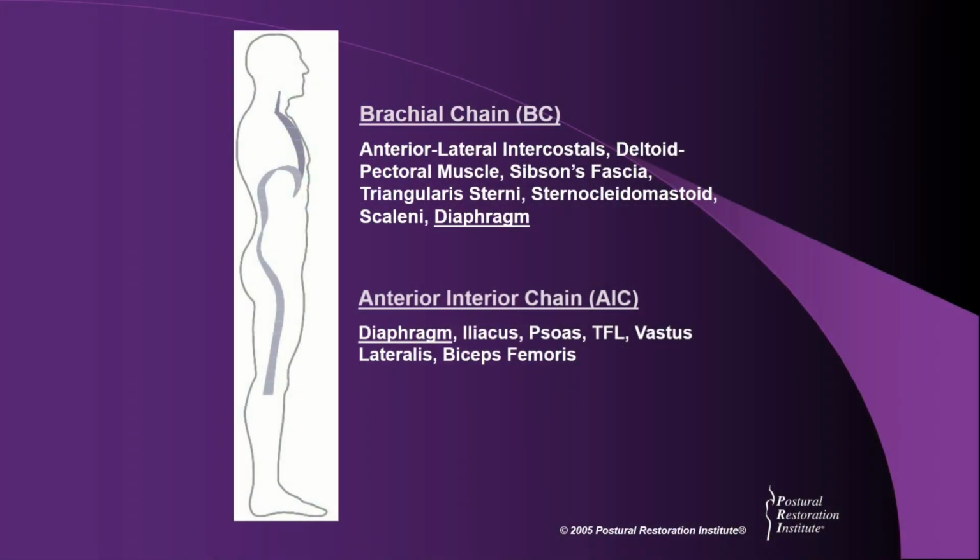Polyarticular muscles are muscles that are functioning in sequence with each other. And so we're looking at two polyarticular chains on this diagram. We've identified in PRI 4 chains, and we're just going to go over 2 of the 4 today. So you've got upstairs, or above, the brachial chain, we call the BC.